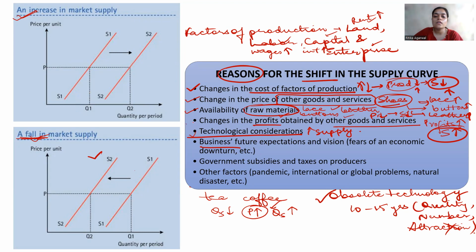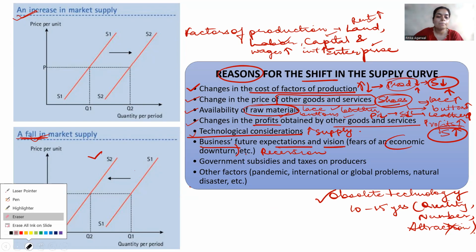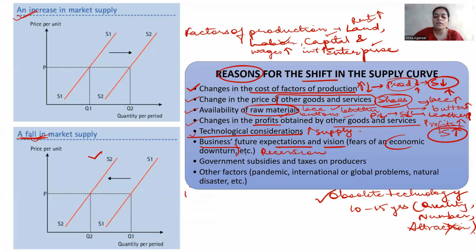Businesses' future expectations and vision, fear of economic downturn. Now, economic downturn is also referred to as recession. Considering the COVID-19 pandemic, that is the first recent pandemic that we've come across, where we had lockdown. So considering lockdown, the firms were shut. In this case, what happened was that the business's future expectations and visions were hampered.